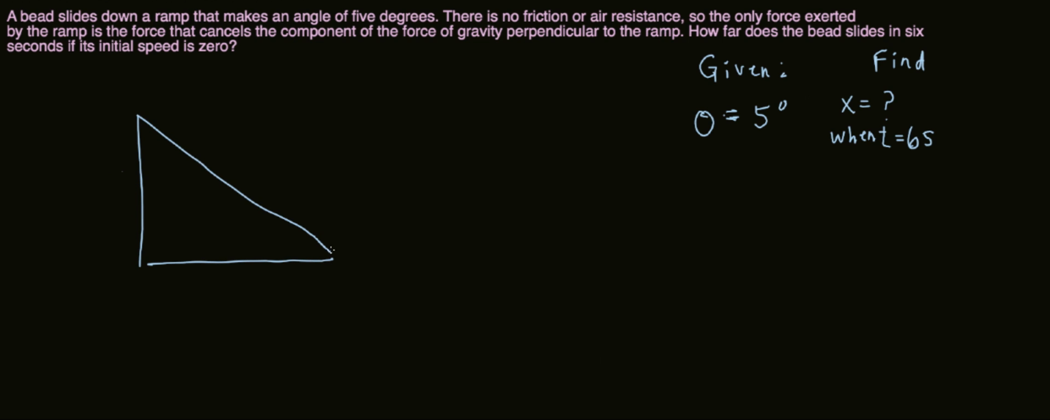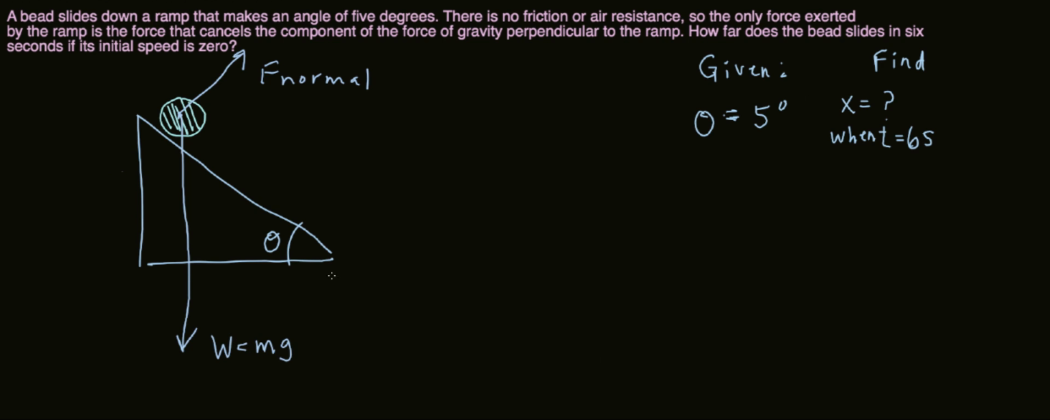So here we have a ramp, and it says the angle is 5 degrees. For now, I'm not going to put in any numbers. I'm just going to use everything symbolically. It'll make life easier. So here we have the normal force, right? And then the normal force is actually counterbalanced by the force of the weight, which is just mg, okay?